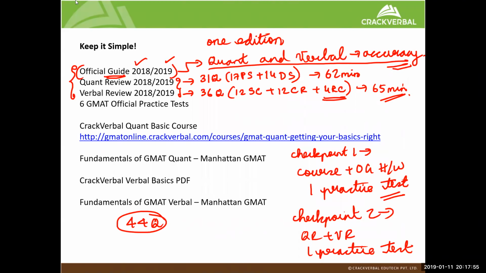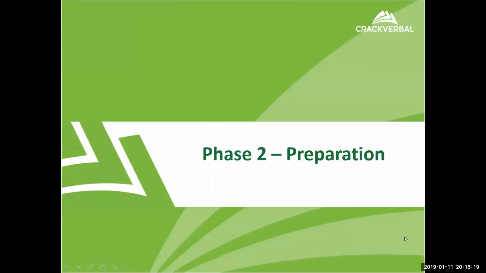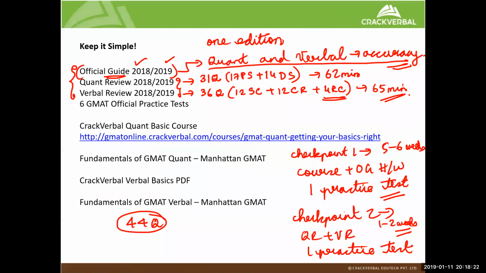How much time frame between checkpoint 1 and checkpoint 2? I told you it's going to be a 2-month process. I would say it should take you approximately 5 to 6 weeks to reach checkpoint 1, and approximately 1 to 2 weeks to reach checkpoint 2. So that's the ideal time frame, approximately spread over 2 months. Checkpoint 1 is going to take you a long time because you'll have to go through the videos too.